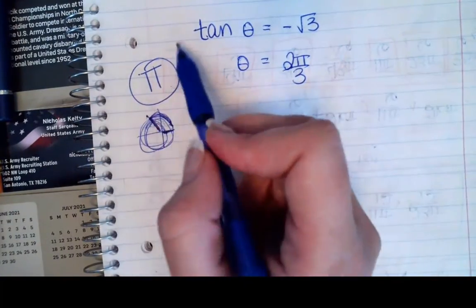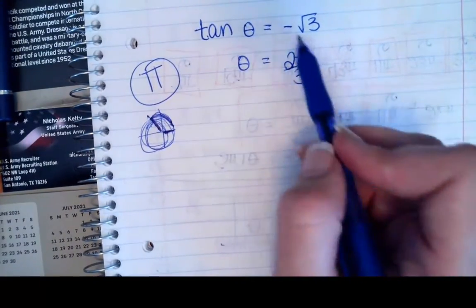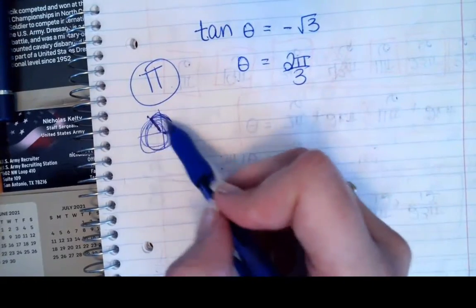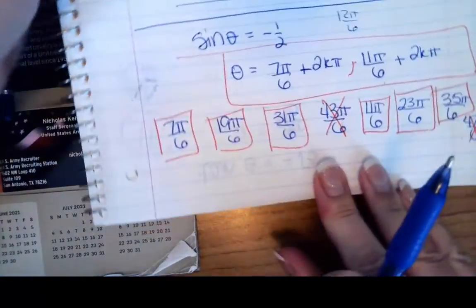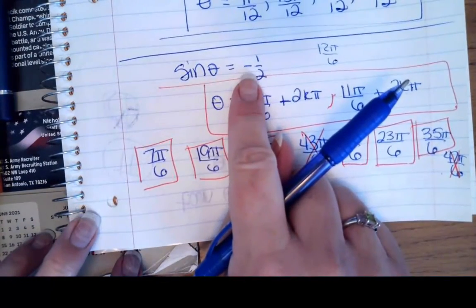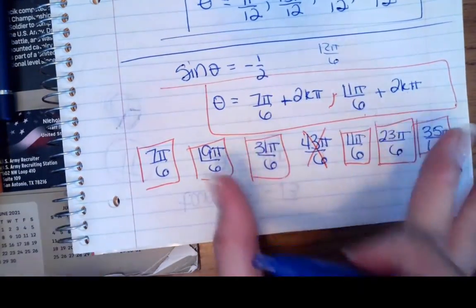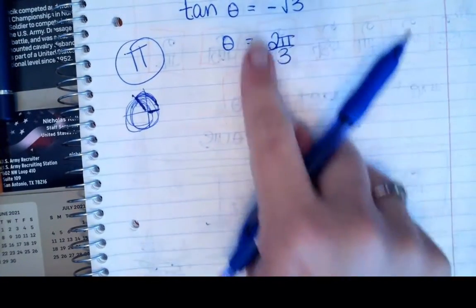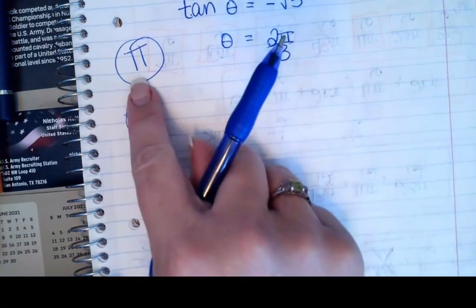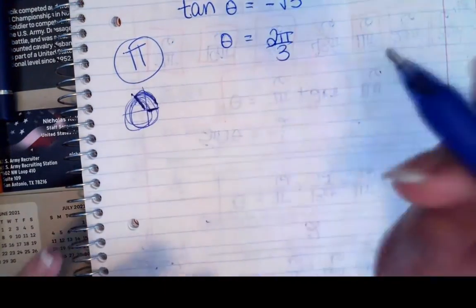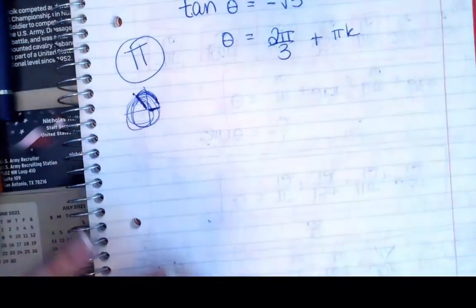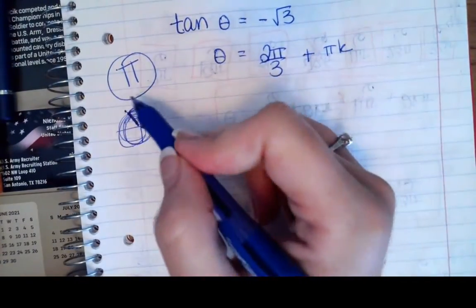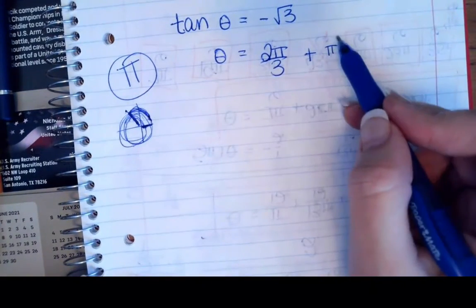All right, now because it repeats every pi, this only occurs once in the period of pi. Okay, so backtrack for a second. This occurred twice in the period, so I had to represent it twice. Okay, this occurs once in the period, so I only need to state the first thing, because now I'm going to do integer multiples of pi. So how do I represent integer multiples of pi? I'm going to say pi k. So again, the period of tangent is 1 pi, so I'm going to do integer multiples of pi.